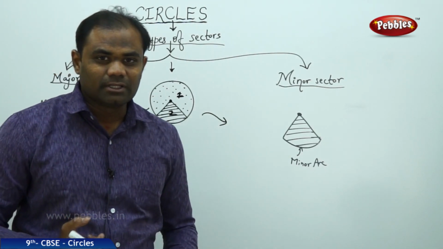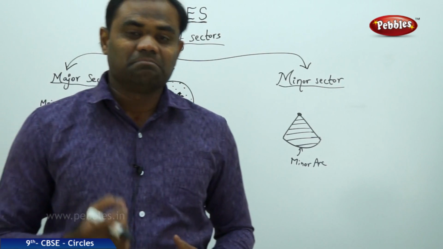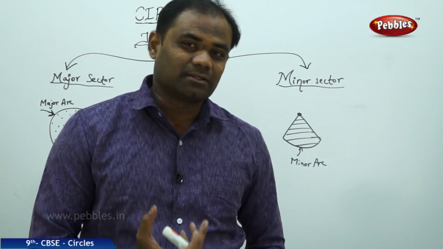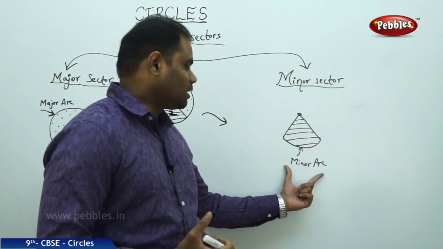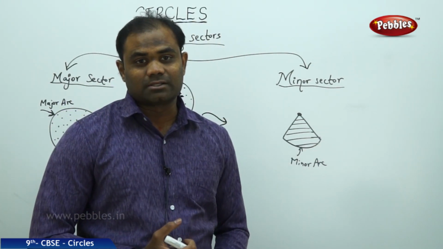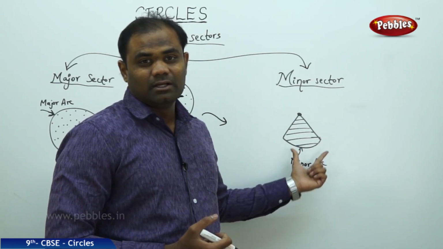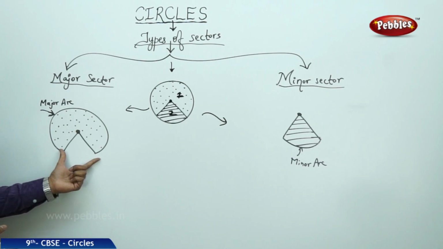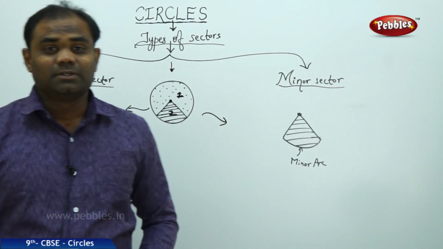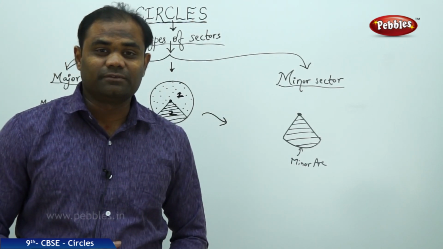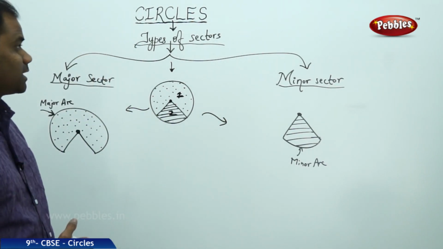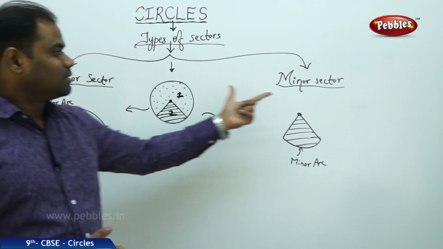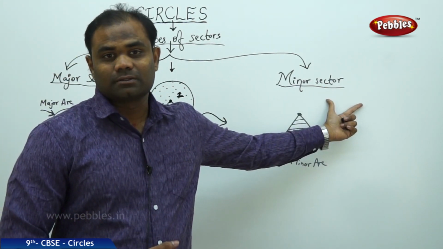A major sector is the sector which involves the major arc for the given circle. A minor sector is the sector which involves the minor arc for the circle, and hence the smaller piece of the pizza is called the minor sector and the major piece of the pizza is called the major sector. That is how we define the two types of sectors classified in the branch of circles, major sector and minor sector.